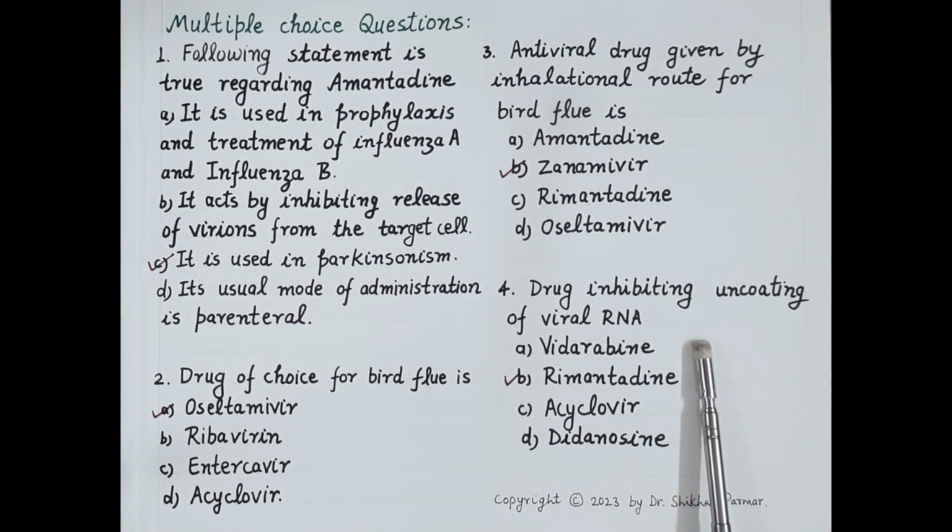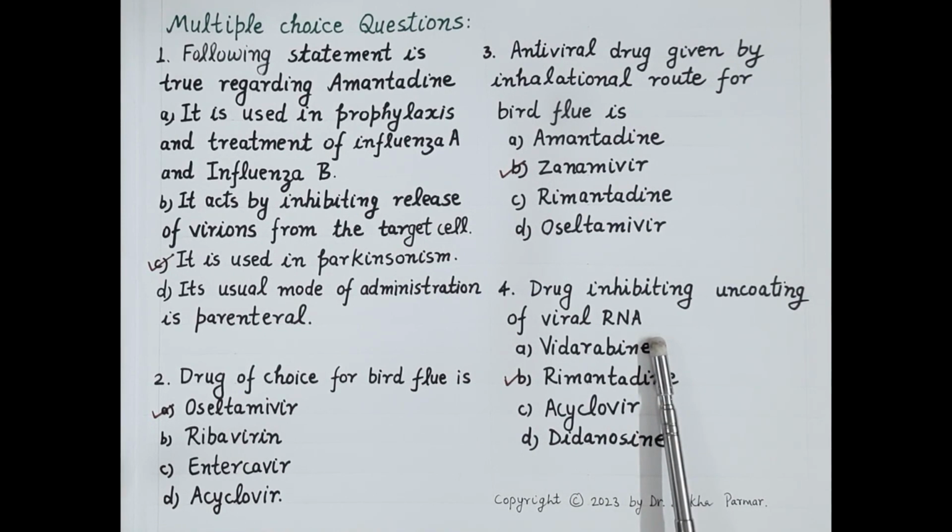Then the next question is drug inhibiting uncoating of viral RNA. Now here we should know the mechanism of different antiviral drugs. So the first drug is vidarabine. Vidarabine interferes with the synthesis of viral DNA, not the viral RNA. Then rimantadine. Yes, rimantadine is an M2 proton ion channel blocker and it prevents the uncoating of influenza virus. It prevents the uncoating of viral RNA.